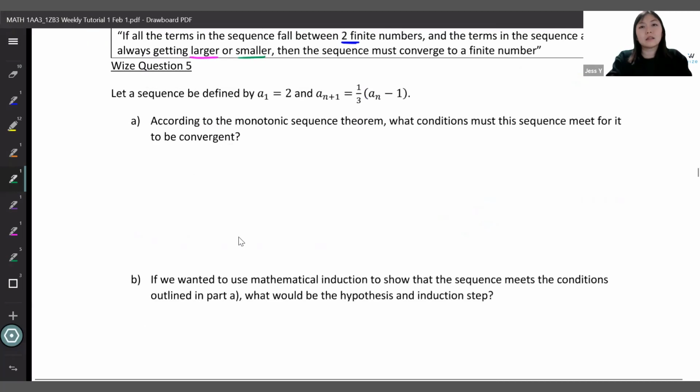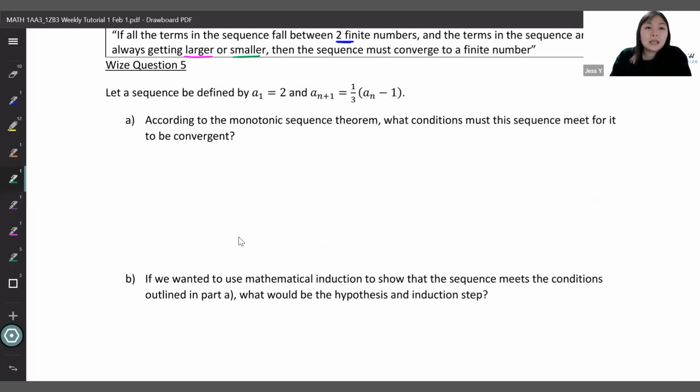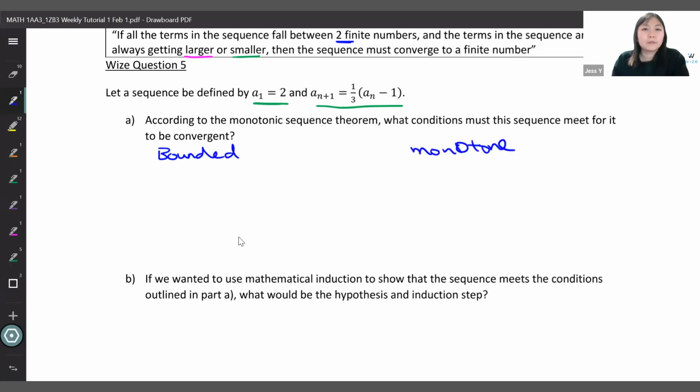So question number 5 uses a little bit of this idea here. So let's let a sequence be defined by a1 equals 2, and a(n+1) is this formula here. Part A, according to the monotonic sequence theorem, so that theorem we just talked about, what conditions must this sequence meet for it to be convergent? Well, remember, the two conditions are bounded and monotone, right? So in terms of bounded, it means that all of my a_n are going to be less than or equal to M and greater or equal to little m.